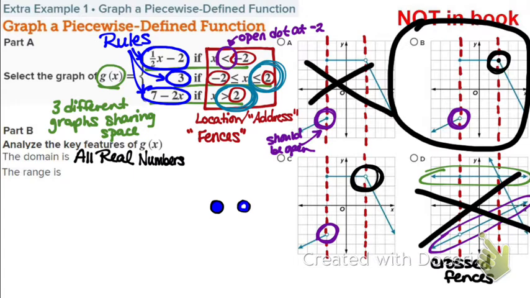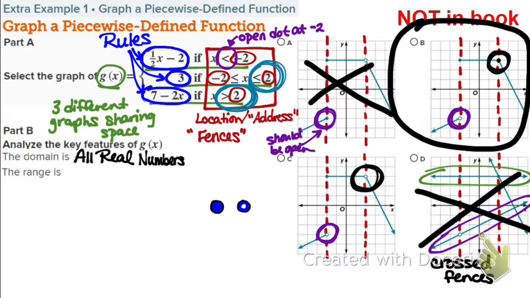For my range, am I still visually scanning things from left to right? No, I'm going which way for the range? Up and down. Now I'm looking this way, and I'm checking to see: are there any places where a graph does not exist in that space? Somewhere.